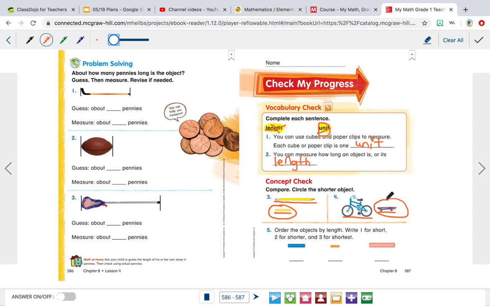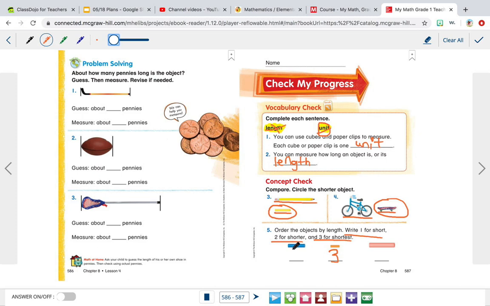Okay. Now for number 5, order the objects by length. Write 1 for short, so 1 is going to be short, 2 is shorter, and 3 is shortest. So 3 means that it's the shortest object here. So let's start with 3, because it's easiest to find the shortest object. So which one is the shortest object here? Is it the blue one, the orange one, or the red one? I hope you said the orange one is the shortest object here, and because it's the shortest, we're going to do a 3. Okay?